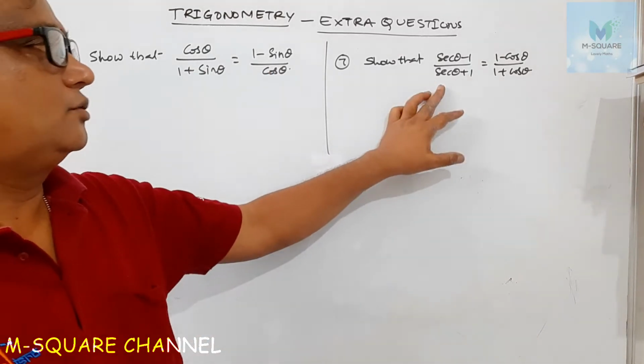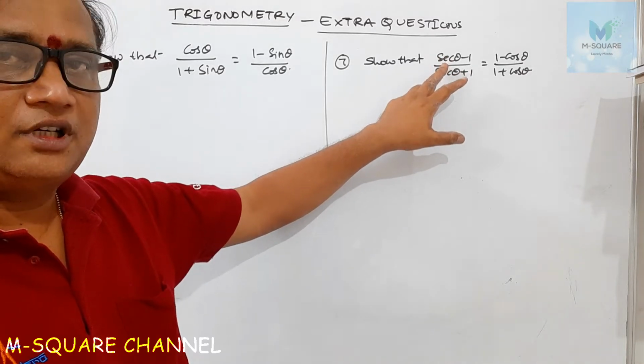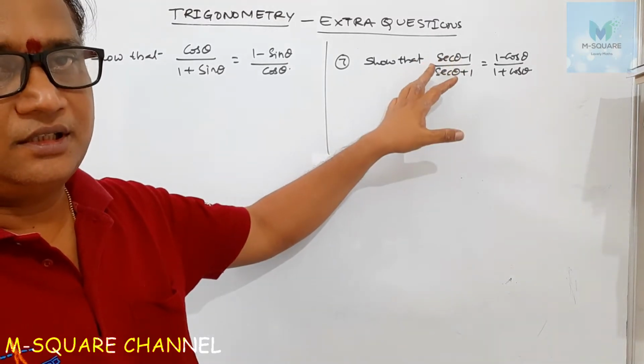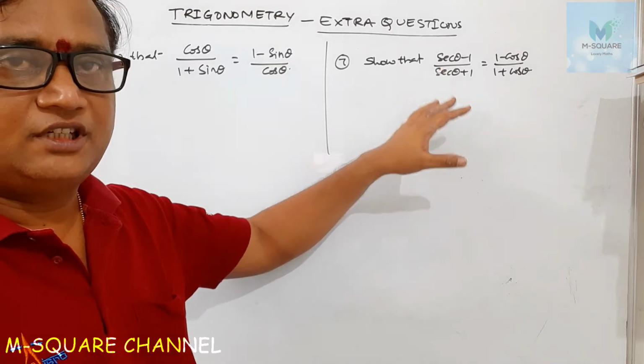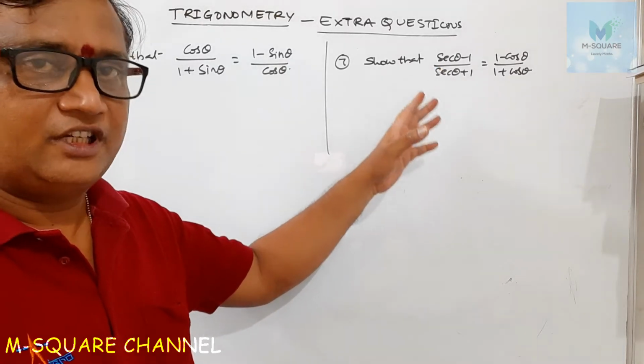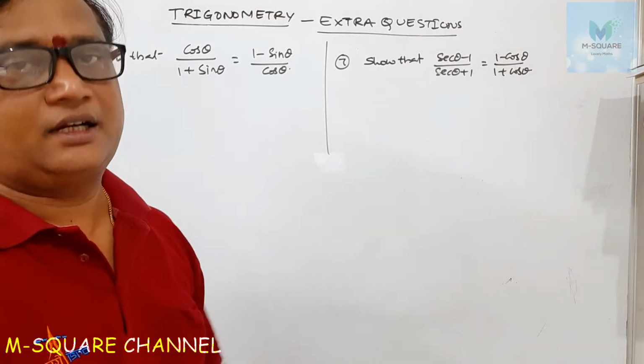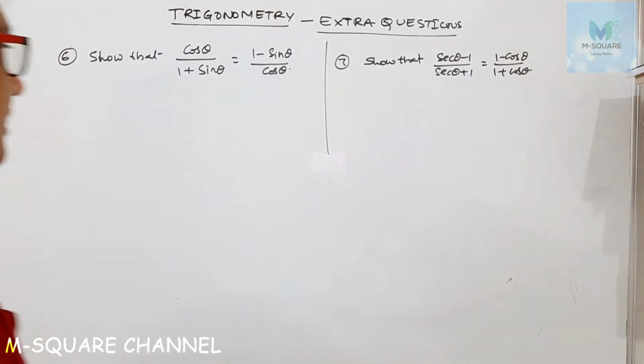In the other question also, secant theta means 1 by cos theta. After taking the LCM and everything, in the numerator and denominator cos theta is common, so the denominators will be cancelled. We get the direct answer. This is one method.